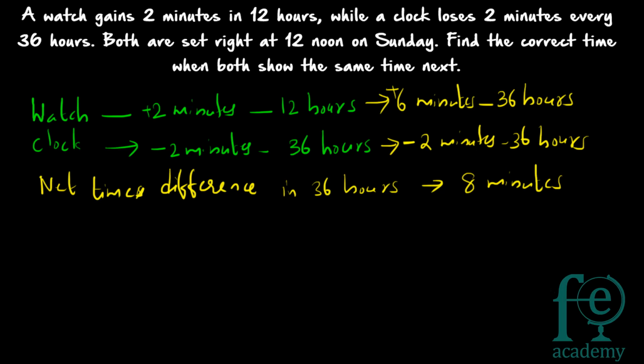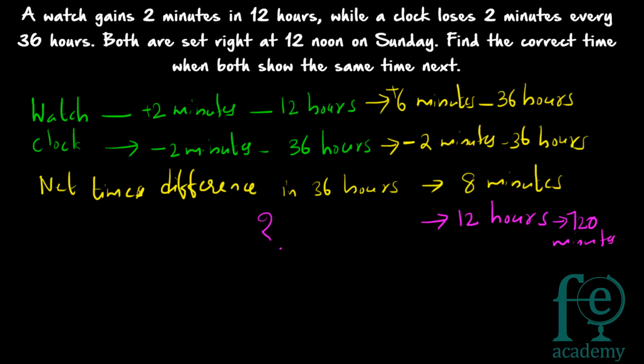The correct time will be shown by both the clocks when this time difference is equal to 12 hours. Then both the clocks will be showing the same time. So 12 hours means how many minutes? It will be 720 minutes. The time difference is 8 minutes in 36 hours. So the time difference will become 720 minutes in how many hours? That is the question here.